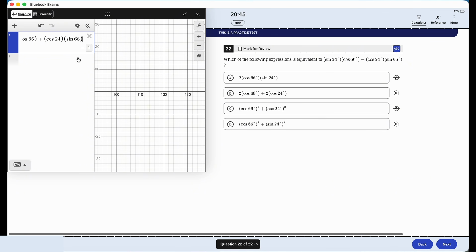Now, one of these answer choices has to be 1. So let's try A. So I type in A, right? Is that 1? No, that's not 1. So then let me just put a plus here and put 2.